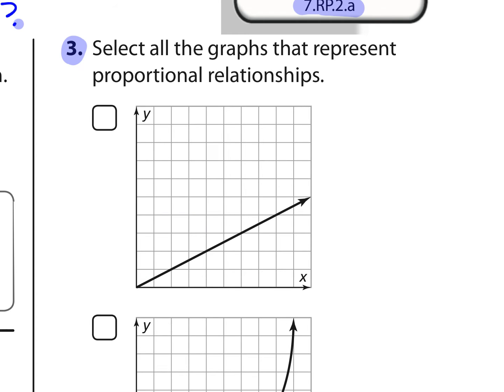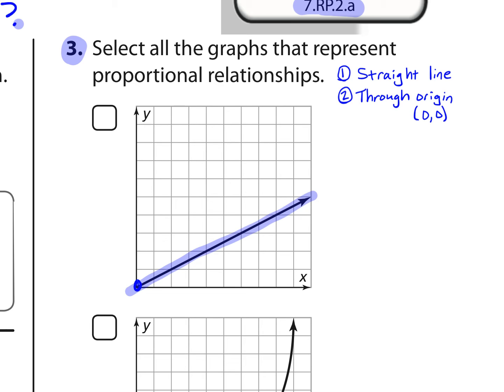Number 3, select all the graphs that represent proportional relationships. Well, they're going to have two qualities. First, they are going to be straight lines. So each one will be a straight line. And the second one, it goes through the origin, which, if we need a reminder, that's the point 0, 0. So let's see on each of these. This first one is a straight line, and it goes through the origin right here at 0, 0. So this one is proportional.